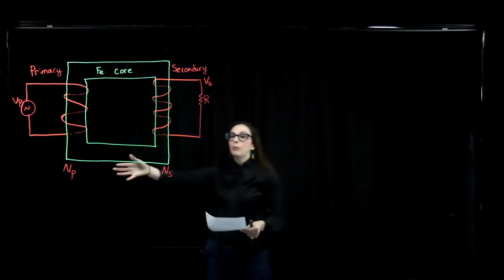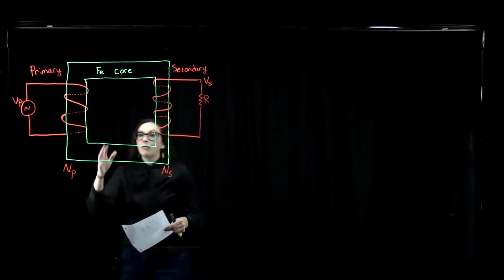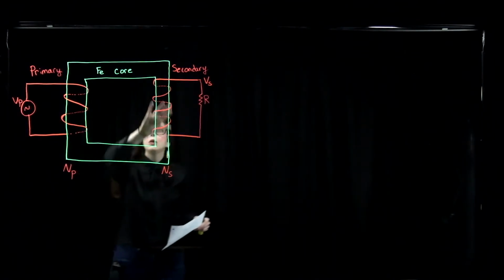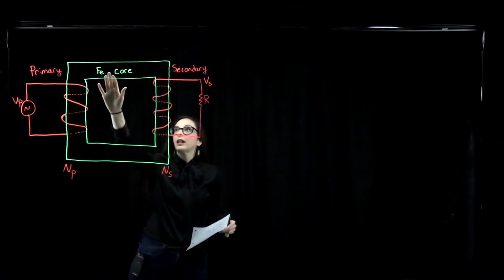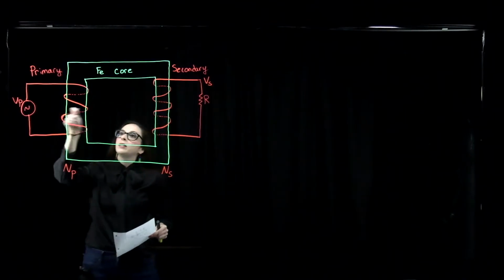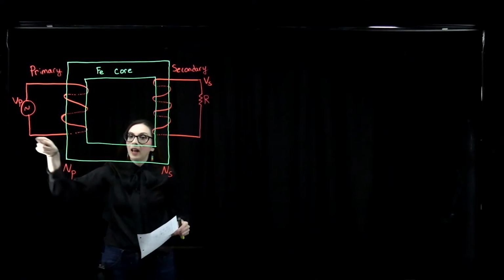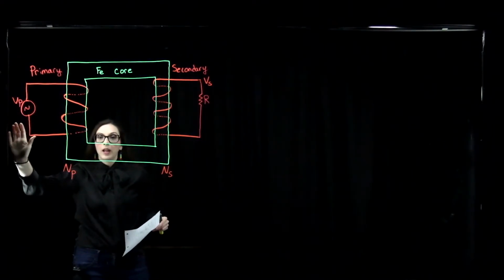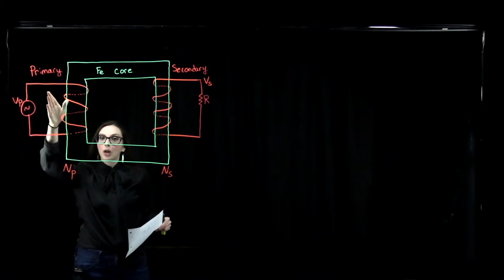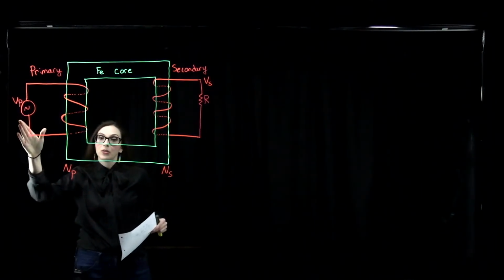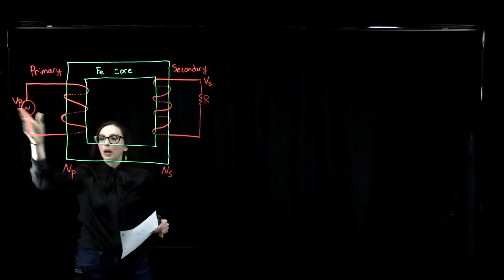Here is an example of a very simple transformer. You have a metal core. That's what I have here. I've got an iron core. On one side, it's wrapped with wires, and it's connected to an alternating current source. We're going to call this our primary coil because that's the one that's connected to an alternating current source. So this is the voltage of the primary.